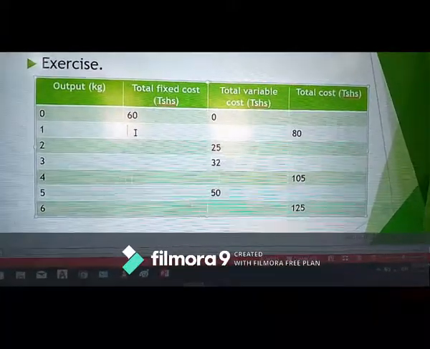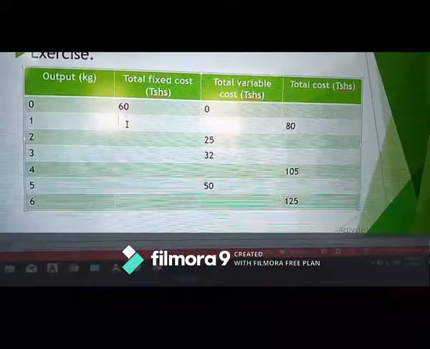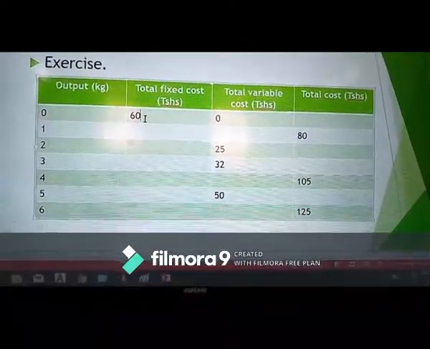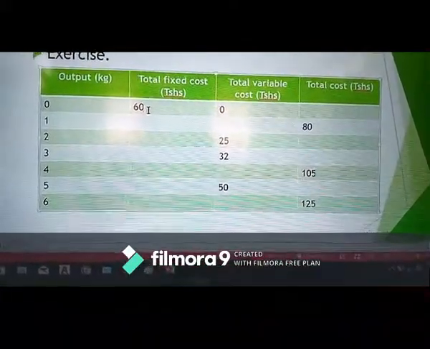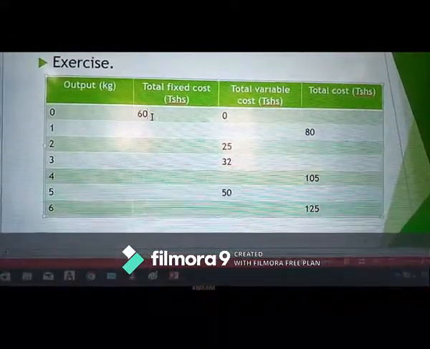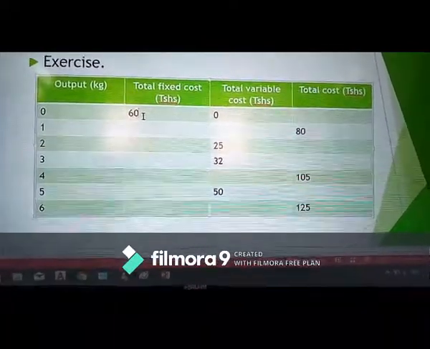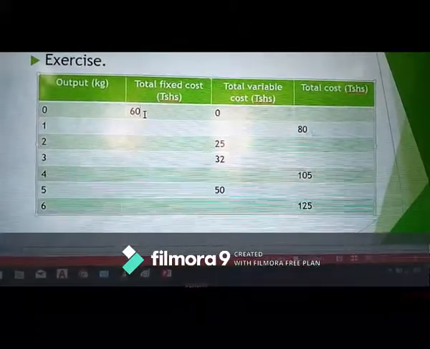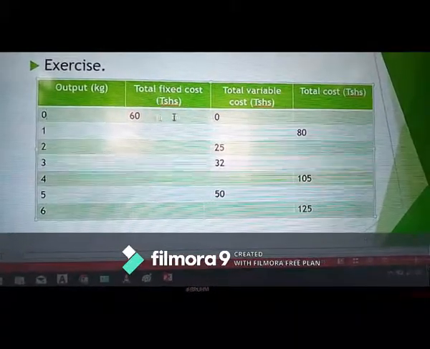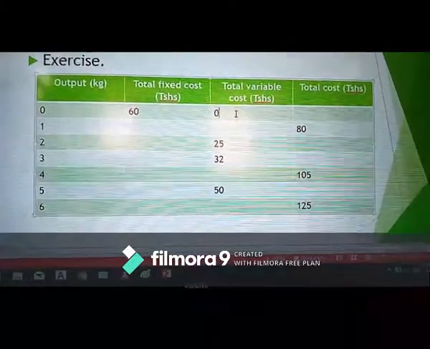Now consider the question where you have a table and you have to fill it by providing the missing figures. What you are supposed to do first is refer back to the different formulas for calculating some of the costs. Try to consider that at output 0, we had 60 shillings of total fixed cost and 0 shillings of total variable cost.